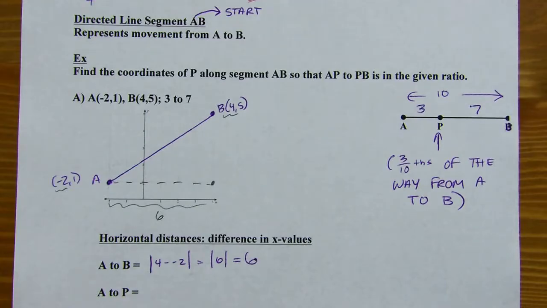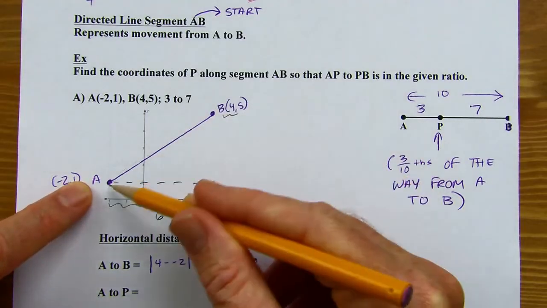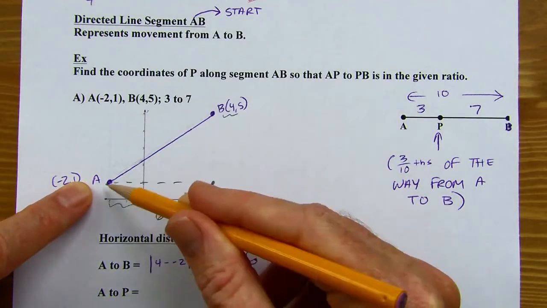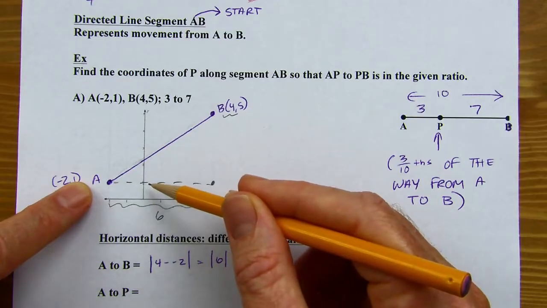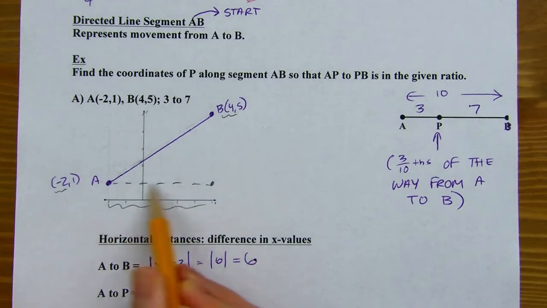And then what we can do, if I'm going A to P, well, it's going to be 3/10 of the way across this, but that means it's going to be 3/10 of the horizontal distance. So now I can find 3/10 of 6. I can find out how far across this line segment it's going to be. I need to take 3/10 of 6.